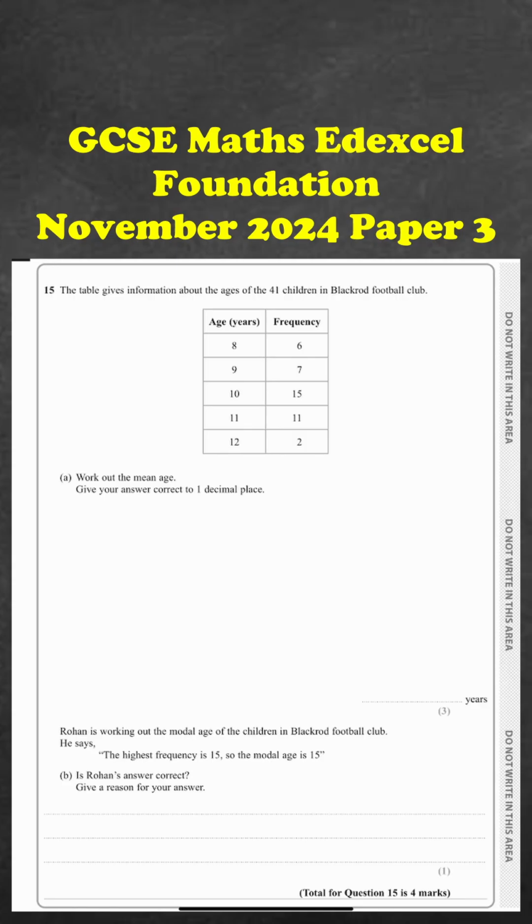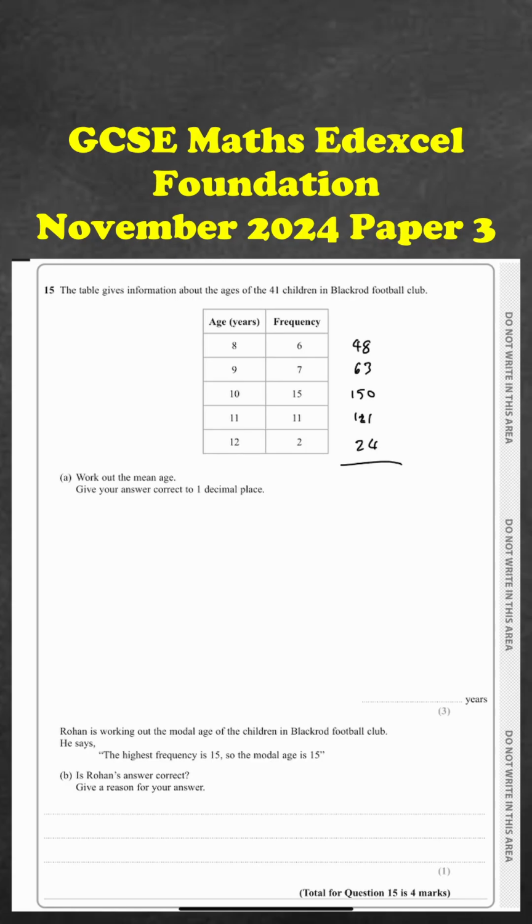Question 15. The table gives information about the ages of the 41 children in Black Rod Football Club. Work out the mean age, give your answer correct to one decimal place. So we have to multiply each of these frequencies by the age. So 8 times 6 is 48, 7 nines are 63, 15 times 10 is 150, 11 11s are 121, and 2 12s are 24.